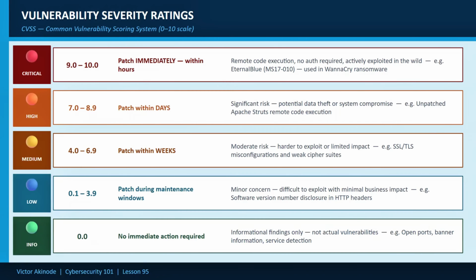Now to the last one, which is the informational. And informational findings score 0.0 and are marked green. These aren't actually vulnerabilities, they are just information about your systems. And no immediate action is required for this, but they are useful for documentation. CVSS gives you a standardized way to prioritize what to fix first.